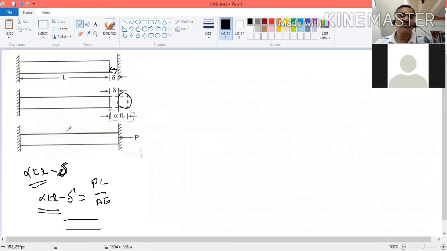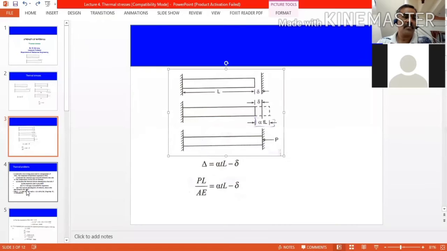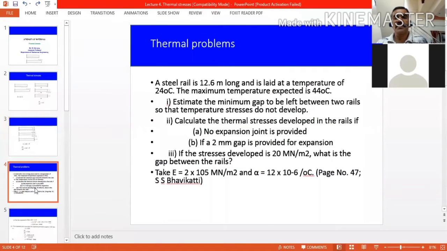So now we will solve one problem. Now you read this problem. A steel rail is 12.6 meter long. Take it as a railway track. It is laid at a temperature of 24 degrees Celsius. The maximum temperature expected is 44 degrees Celsius. So what is T, the temperature? The rise in temperature is 44 minus 24.